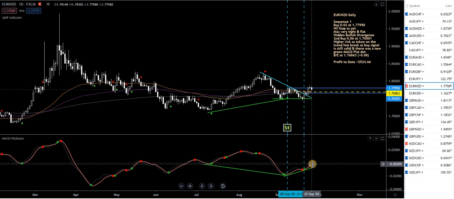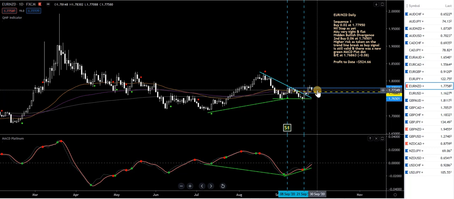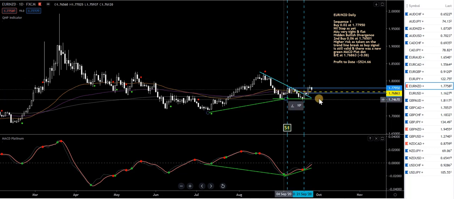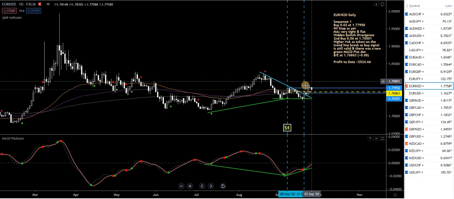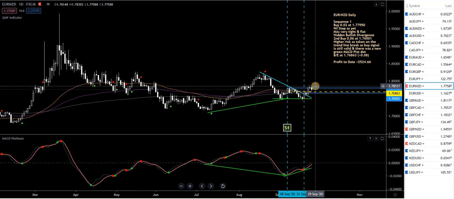MACD Platinum's getting close to the zero level, so on Monday morning I may look at closing out this trade sequence completely, just take a small profit and be done with. I don't mind trading this pair, I like trading this pair, but at the moment, unless it pops up on Monday nicely, or I have a look at the open and just have a think about it for a couple of hours, see how we go. But yeah, I might look at closing that. At the moment we're in profit, which is good.